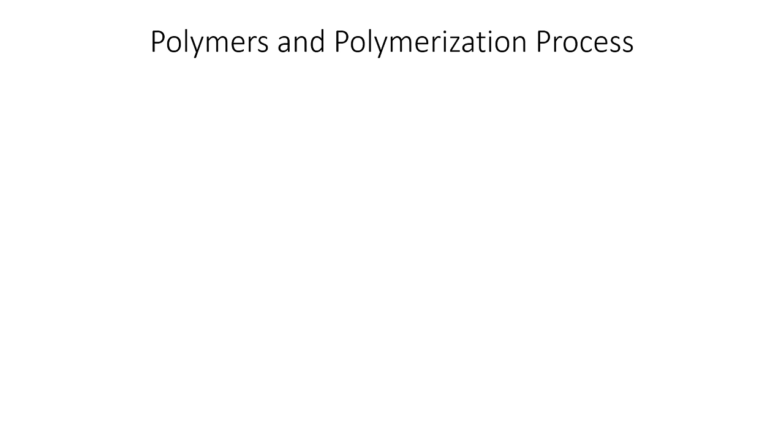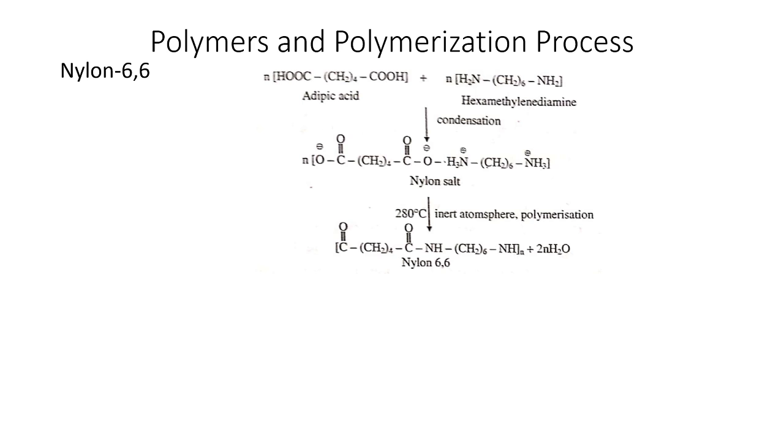Under this topic we are going to discuss some of the important polymers specifically. So the first polymer is nylon 66. Now why is the name nylon 66 given? Look at the polymerization process.